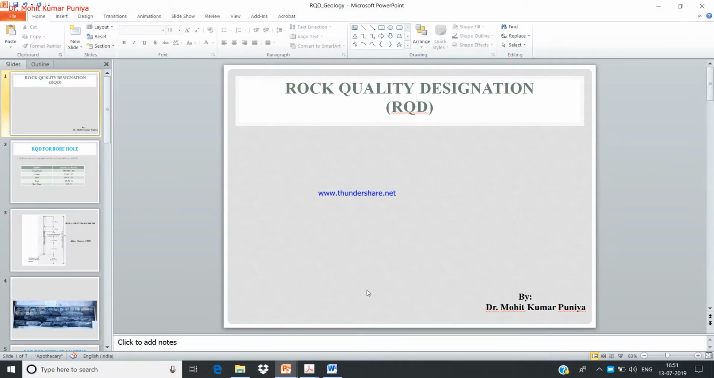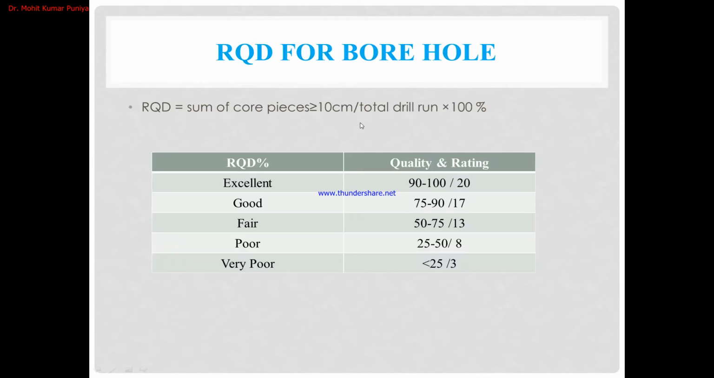Hello friends, today we have a very interesting topic that is very useful for engineering geology, known as Rock Quality Designation. This rock quality designation was given by Deere in 1967. It is very popular in the form of RQD. RQD is basically useful for borehole logging as well as for surface mapping.